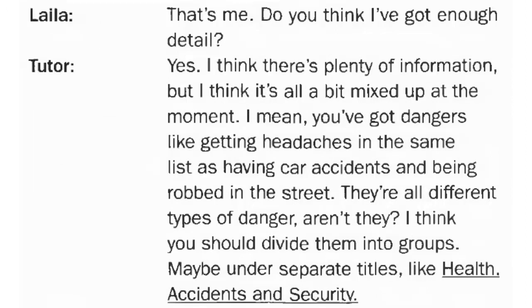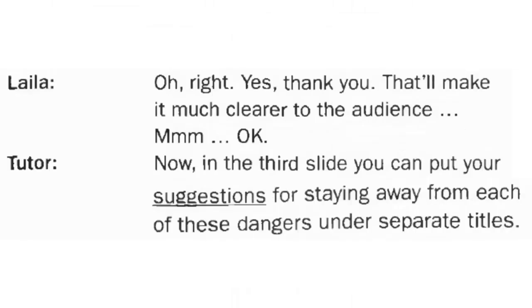Yes. I think there's plenty of information, but I think it's all a bit mixed up at the moment. I mean, you've got dangers like getting headaches in the same list as having car accidents and being robbed in the street. They're all different types of danger, aren't they? I think you should divide them into groups, maybe under separate titles like health, accidents, and security. Oh, right. Yes, thank you. That'll make it much clearer to the audience. Okay. Now, in the third slide, you can put your suggestions for staying away from each of these dangers under separate titles.